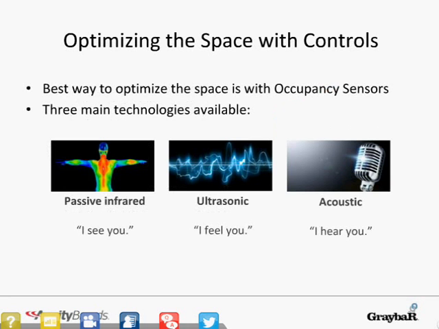All right. Let's talk briefly about available sensing technologies out there, because as we know, the best way to optimize your data center is to put the occupancy sensors in there. There are 3 basic detection methods for occupancy sensors. The first is passive infrared, or PIR. The second one we'll discuss is ultrasonic technology. And finally, we'll talk about acoustic technology.